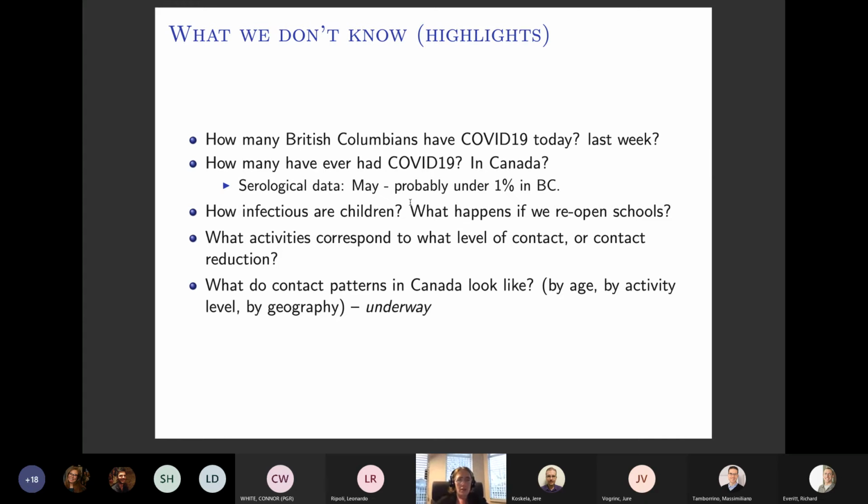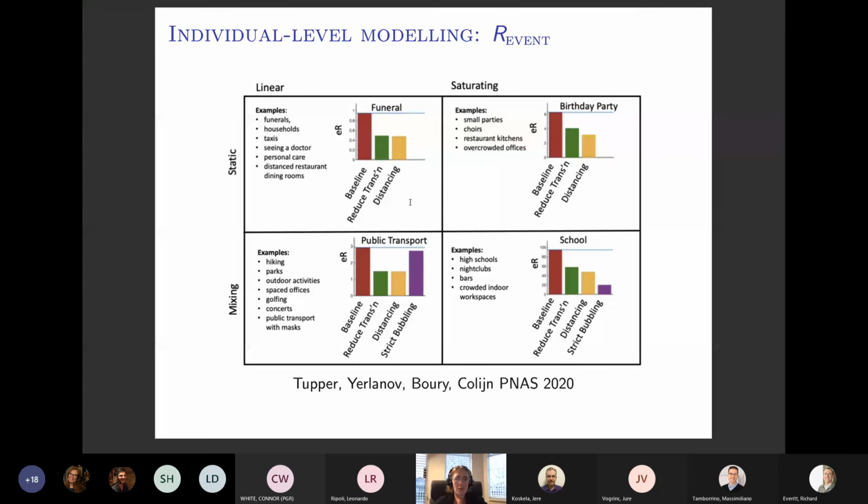So there's still a lot, and this is a tiny list of things we don't know from a modeling point of view. Okay, so I'm going to talk about a couple of these, and I'm not going to go through all of them, but I wanted to highlight some of the individual level modeling that we're doing. One is this cool paper, a bit of a win. We got this in PNAS, it came out a week or two ago.